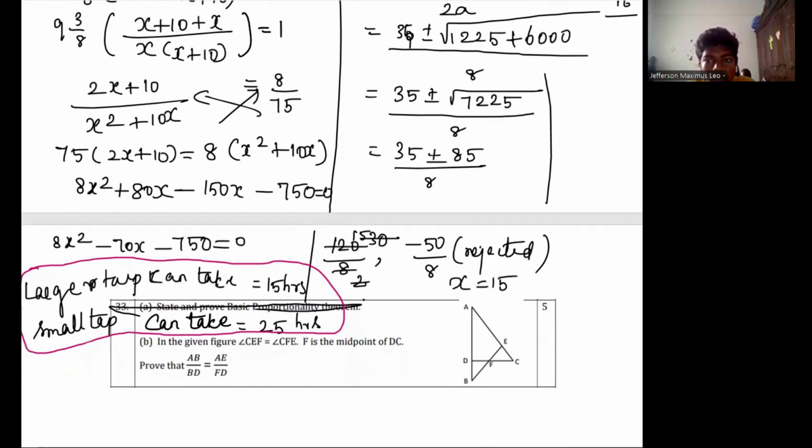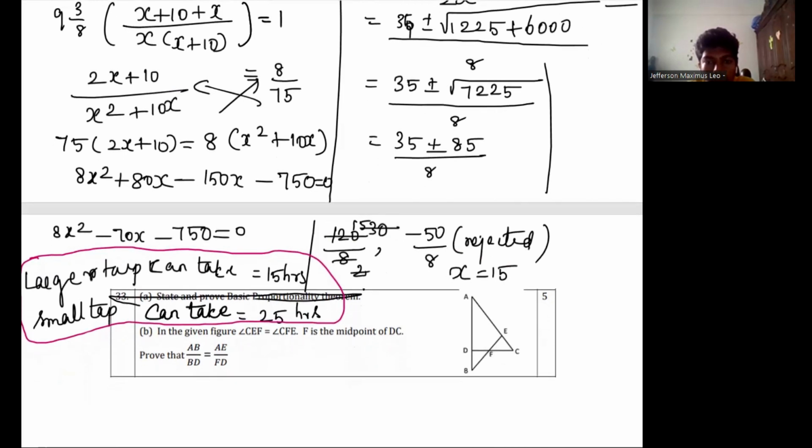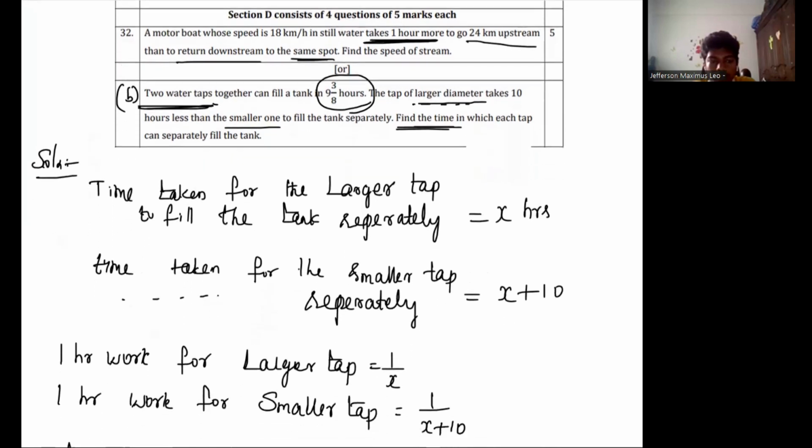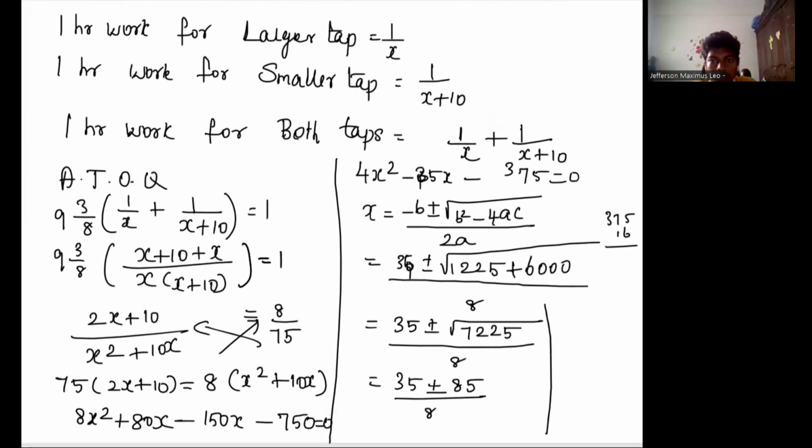Okay, now question 33 B. We already finished the BPT theorem in the last class. Can you say the statement of BPT? Yes, ma'am. If a line is drawn parallel to one side of a triangle and intersects the other two sides at distinct points, it divides the other two sides in the same ratio.